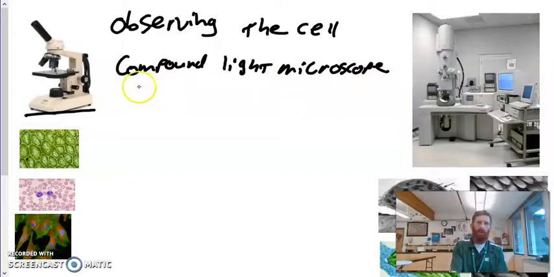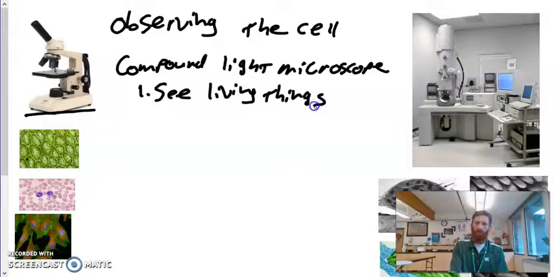Compound light microscope. It has a couple characteristics which I'd like you to memorize. Number 1, we can see living things. Now, Robert Hooke, or Bob, as we referred to him in class, he looked at cork, so obviously dead things.